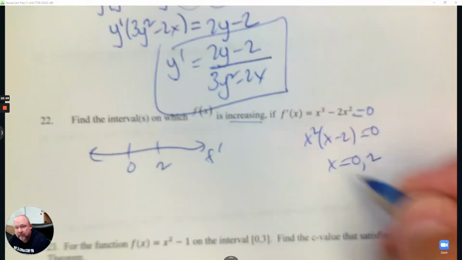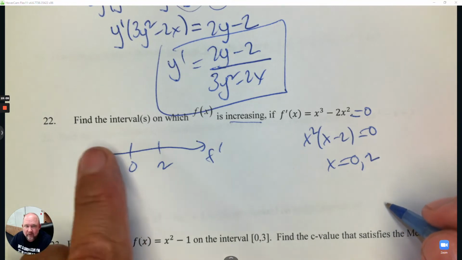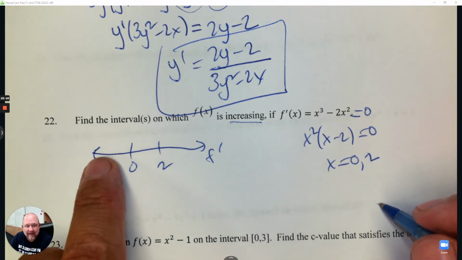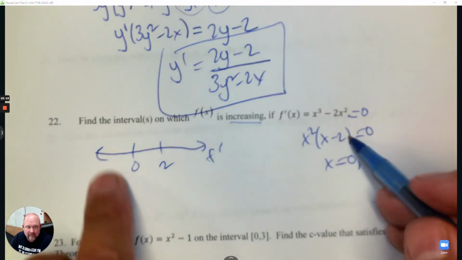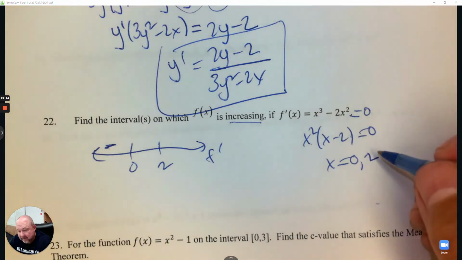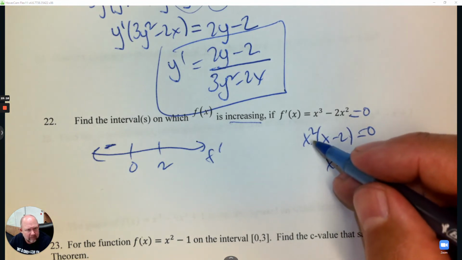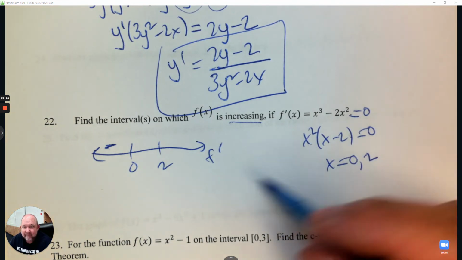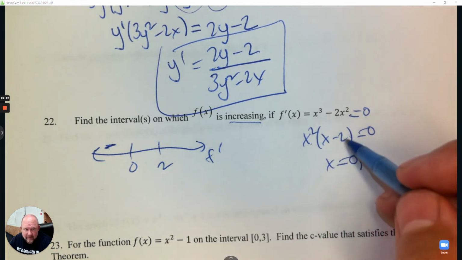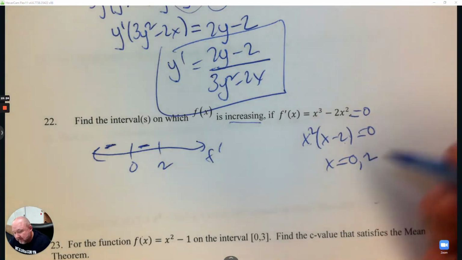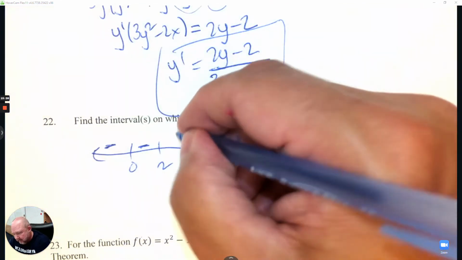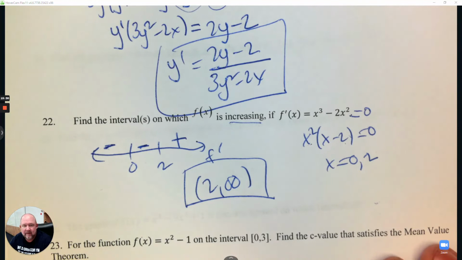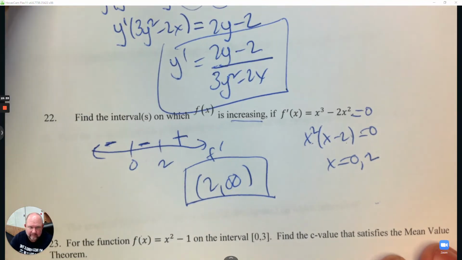Label 0 and 2. Now, to know where it's increasing, into the derivative I plug in. So if I plug in negative 1, it's a positive times a negative, which is negative. If I plug in positive 1, it's a positive times a negative. It doesn't change. And if I plug in a number bigger than 2, it's positive. So where is it increasing? It's from 2 to infinity. Here, it's decreasing.